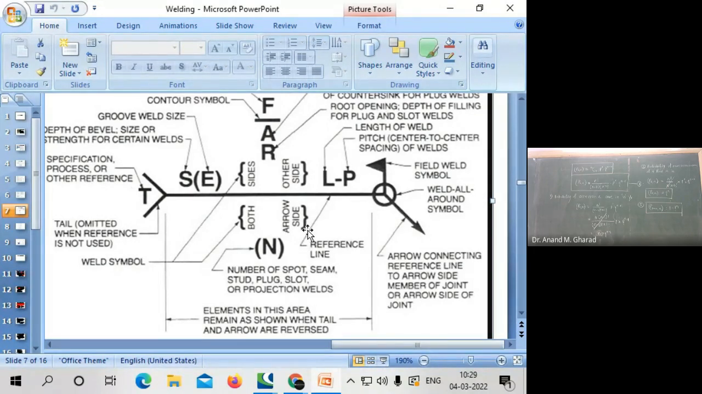तो जो below portion का जो है, in that bottom portion you are supposed to mention all the details which are along the arrow side, and these are the details which are to be represented on the other side of the connection. ये हम समझ लेंगे what is the arrow side and other side of the connection.